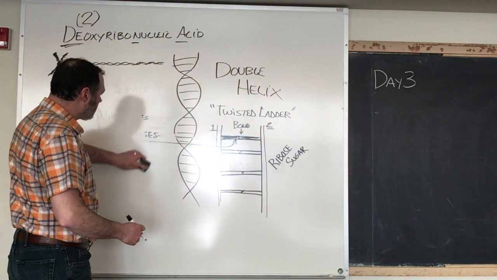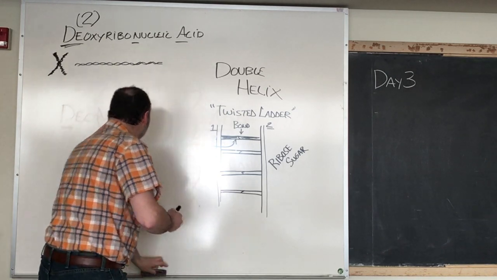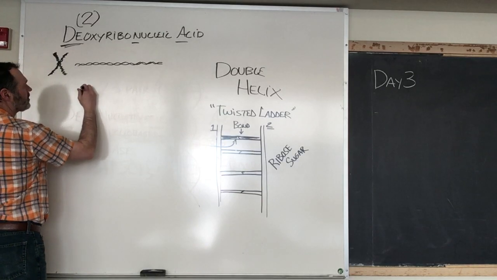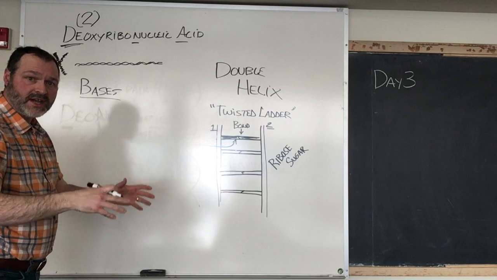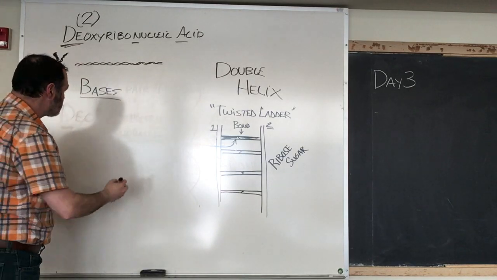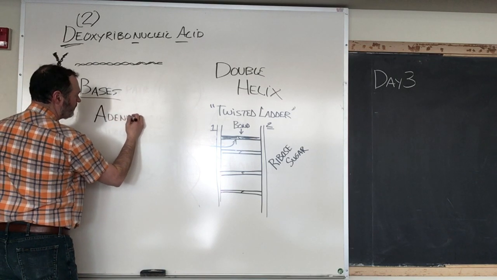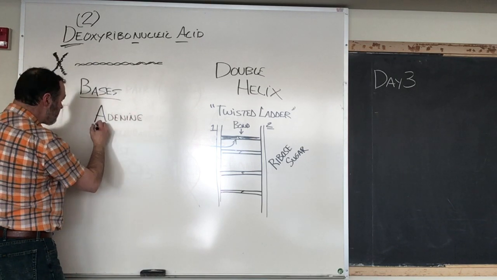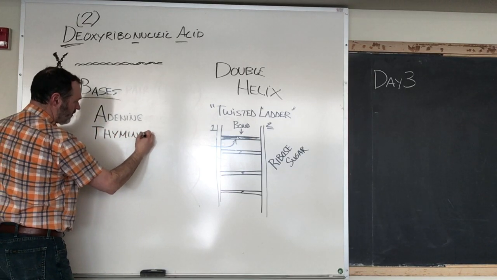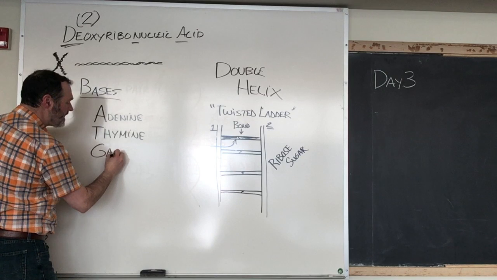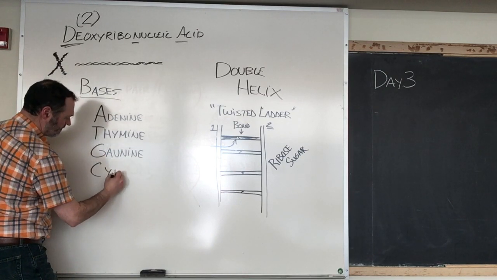Okay, so the 4 nucleotides and nucleobases, I'm going to rewrite this here. The 4, we're going to use just the word bases now. But remember, that means nucleotides or nucleobases. The 4 bases are adenine, thymine, guanine, and cytosine.